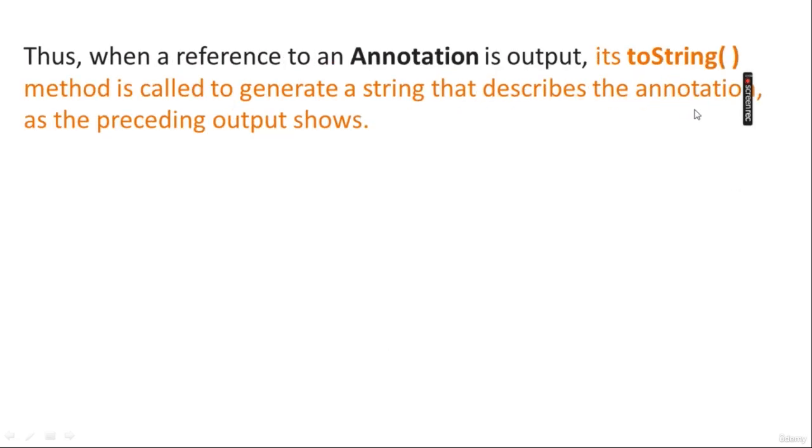Now, when a reference to an annotation is output, the toString method is called to generate a string that describes the annotation, as the preceding output shows. So when it is overriding the toString method, it will describe the annotations in its own way. The Object class has already defined its structure of the toString method, but when Annotation overrides the toString method, it will generate a string that describes an annotation in its own particular way.